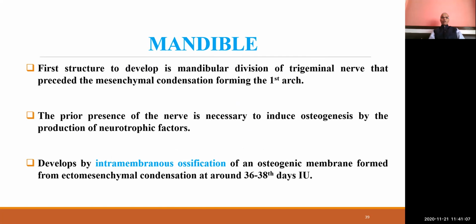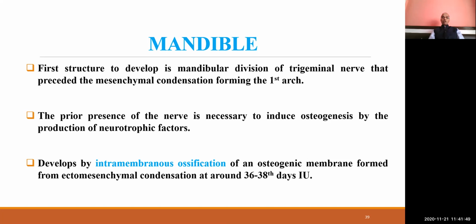Next, mandible. The first structure to develop is the mandibular division of the trigeminal nerve, which precedes the mesenchymal condensation forming the first arch. The prior presence of the nerve is necessary to induce osteogenesis by the production of neurotrophic factors. If the nerve is absent, then the mandible will not form. So the presence of the nerve to induce osteogenesis is very important.